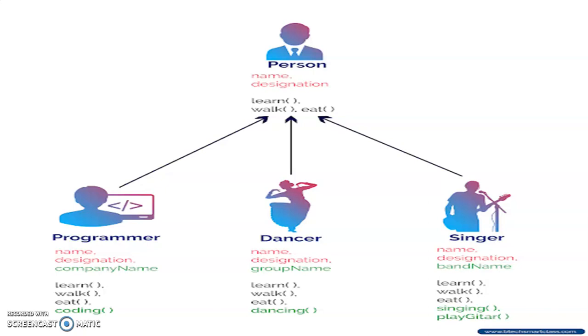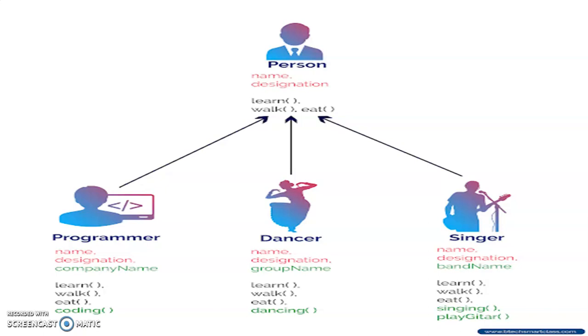For example, if Programmer is a derived class or new class, it already has the data members and methods name, designation, learn, walk, eat. These are all the data members and methods present in the existing class Person.